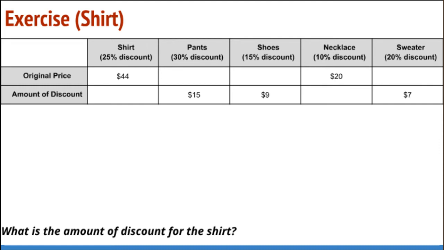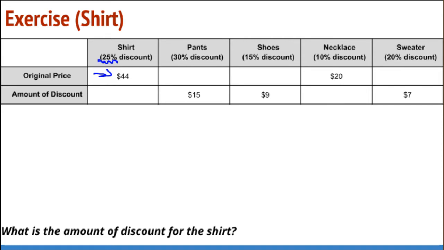All right, so we are looking at the shirt here, and as we look at the table for the shirt, we see we have the original price of $44. And what we're looking for is the amount of the discount. So in other words, they're taking 25% off the price, and the question is, that 25% is equal to how much money? So we're not finding the new price of the shirt, we're finding out how much they are going to subtract from $44.